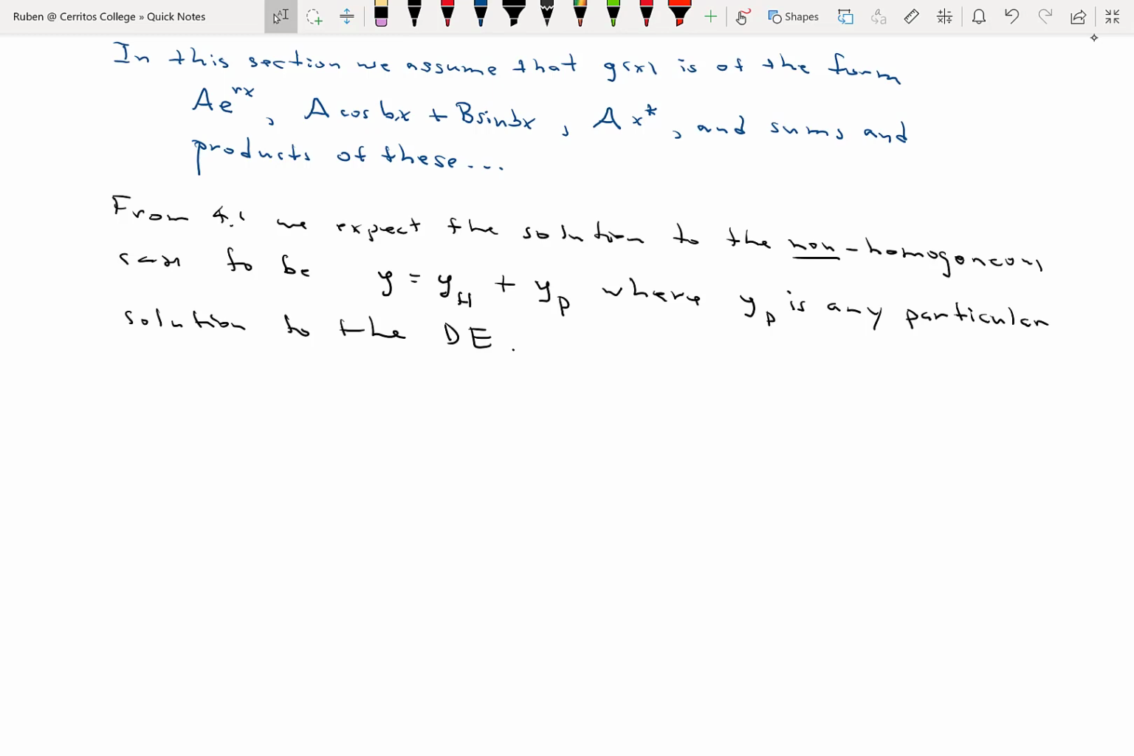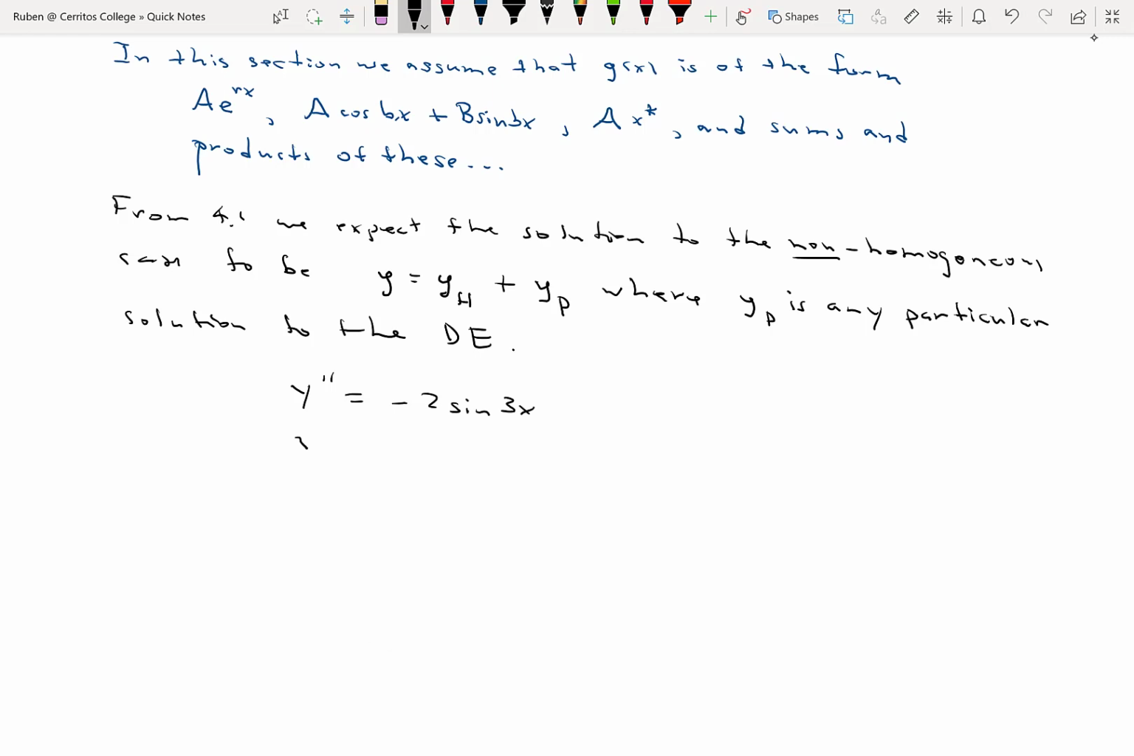Let's take a quick look at a kind of warm-up example to make sure we're all on the same page. Suppose we consider y double prime equals minus 2 sine 3x. And we can solve this differential equation without using the methods of this chapter. We're just going to integrate twice.